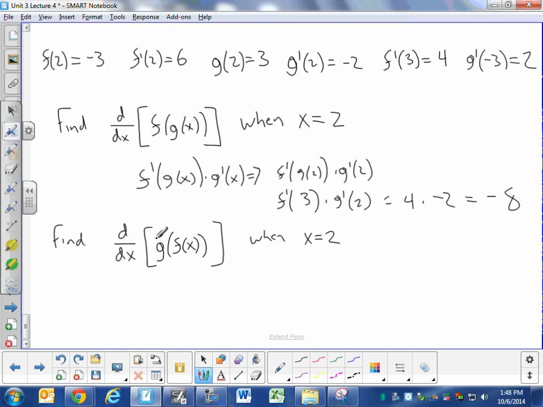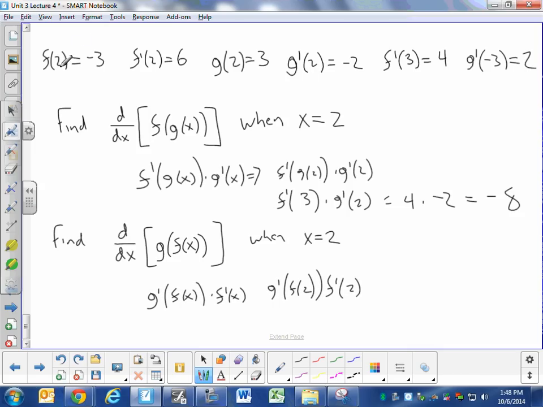Okay? Let's see what happens if I try g of f of x. So the derivative of g is g prime of f of x times f prime of x. Plug in 2, so it'd be g prime of f of 2 times f prime of 2.